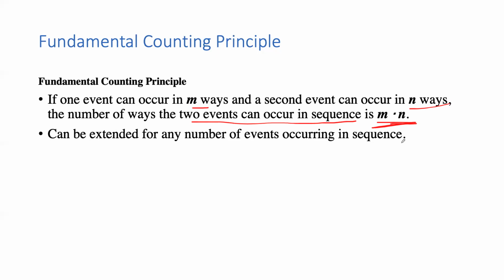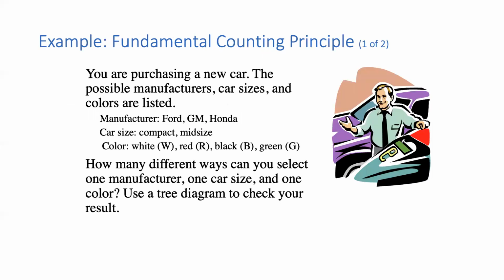So if there are m ways that event A could have happened and n ways that event B could have happened, then there are m times n ways that event A and event B happen in a sequence like that. Okay, that's the fundamental counting principle. And here's a nice little example which illustrates why this is an easier way to go about things rather than relying on a tree diagram every single time.